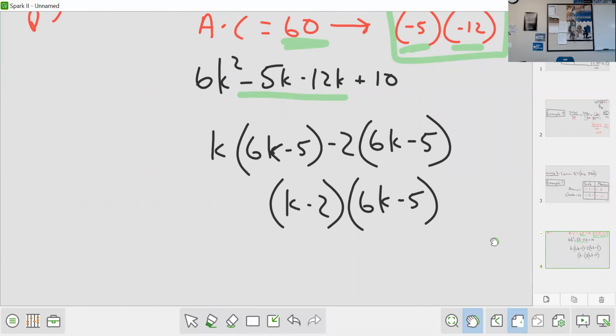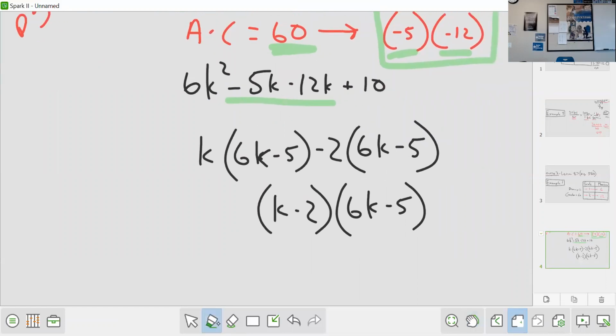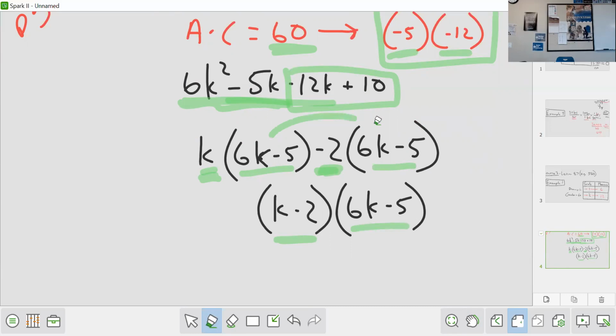I'm going to factor a k out of these two terms. All right. So I get a k times 6k minus 5. And then I'm going to factor out a 2 out of these two terms, a negative 2 right here. And then I get 6k minus 5. And so now I get my two binomials, k minus 2 from here and here, and my 6k minus 5 from these two things right here.